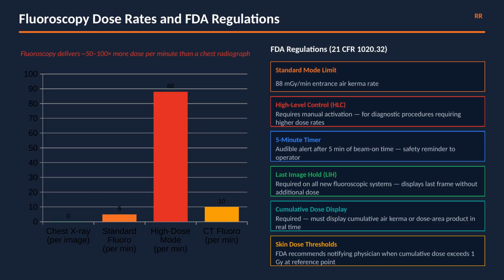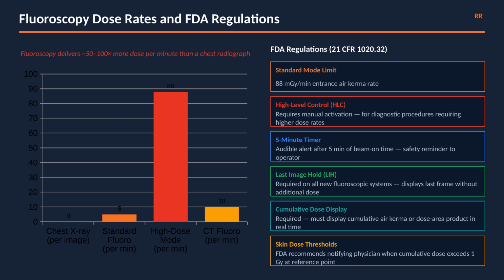This chart shows why fluoroscopy demands special attention. A chest radiograph delivers approximately 0.1 milligrays for the entire exposure. Standard fluoroscopy delivers 1 to 10 milligrays per minute at the patient's skin. High-dose mode can reach 88 milligrays per minute, the FDA limit.